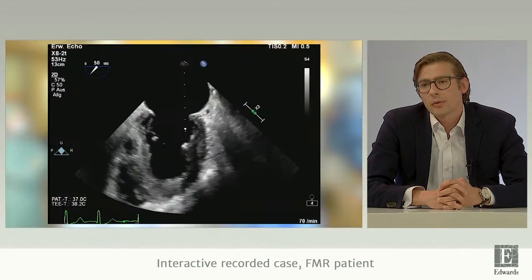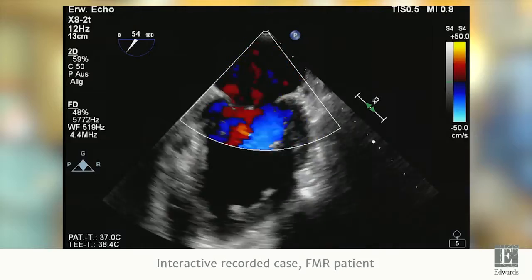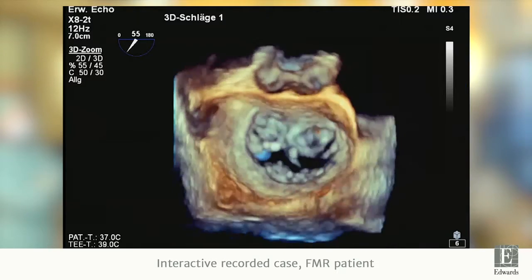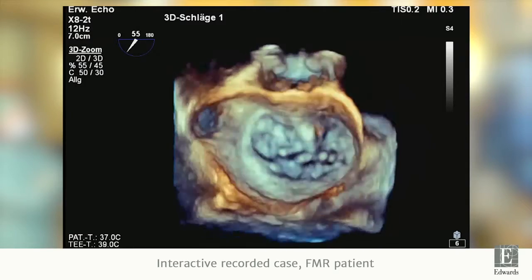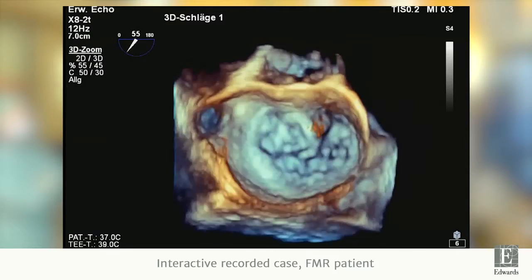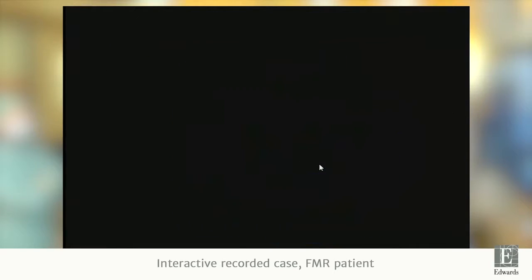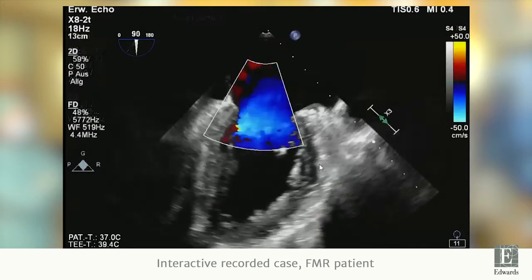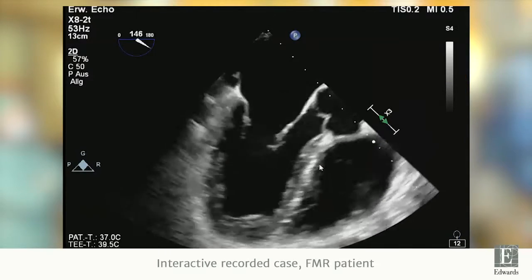Now we start off with the specifics, with the anatomical and hemodynamic specifics. Here on echo you see again left ventricular ejection fraction is reduced. There is severe mitral regurgitation. On this 3D echo reconstruction you can see that there are two more dominant coaptation defects. One is more central, and then the other one is more to the lateral aspect.